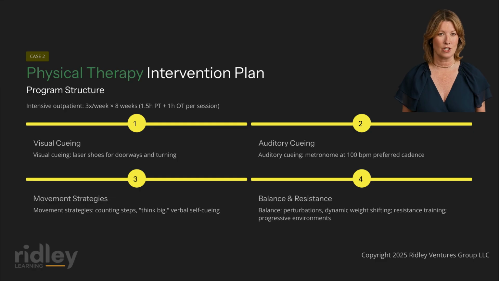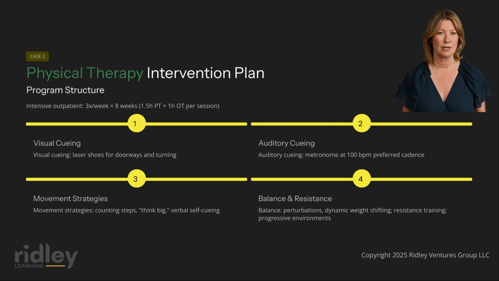Physical therapy intervention emphasizes external cueing strategies to address freezing of gait. Visual cueing using laser shoes projecting a line to step over is introduced, with training in doorway and turning situations that trigger freezing. Rhythmic auditory stimulation using a metronome set at her preferred cadence of 100 beats per minute provides temporal cueing during gait training. Movement strategy training teaches attention-focusing techniques including counting steps, thinking about large steps, and using verbal self-cueing.